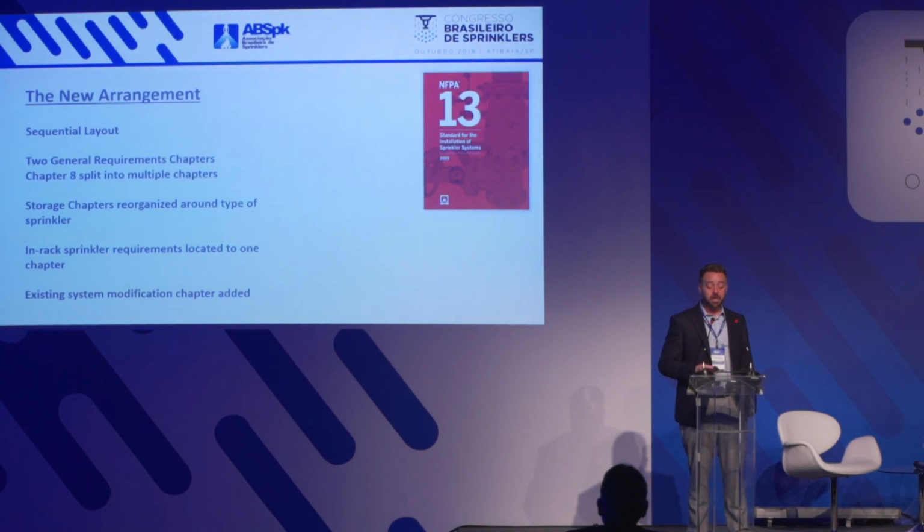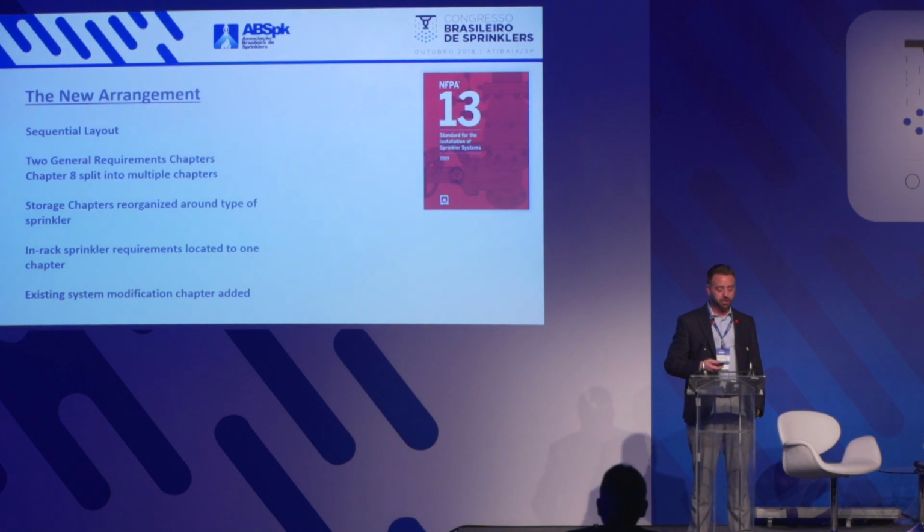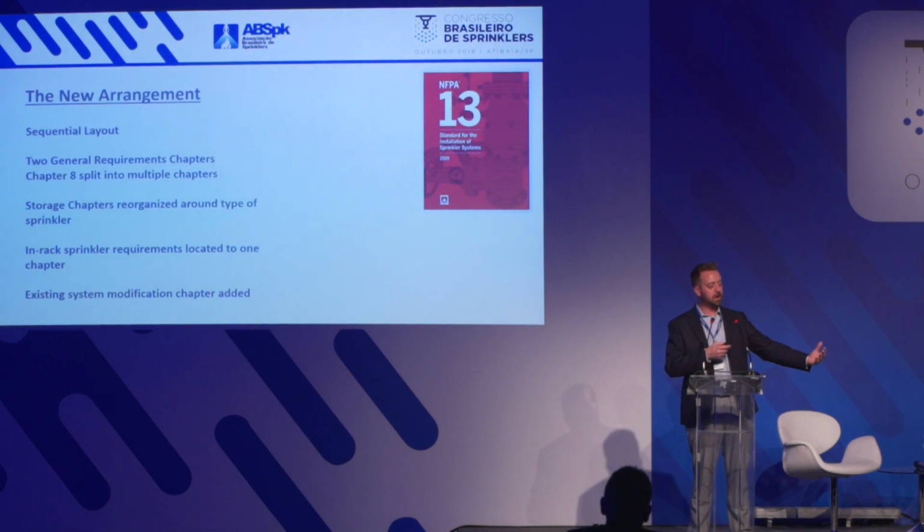So with the new arrangement, we're going to have two general requirement chapters. Chapter 8 is split into multiple chapters, as I just stated earlier. Storage chapters are reorganized around the type of sprinkler, so whether it's a control mode density area, control mode specific application, or an ESFR sprinkler, they're all going to have their own individual chapters for storage. In-rack sprinkler requirements are all going to be located in one chapter. So Steve was talking about that yesterday with the ESFR being used for in-racks. That's going to be in that chapter as well.